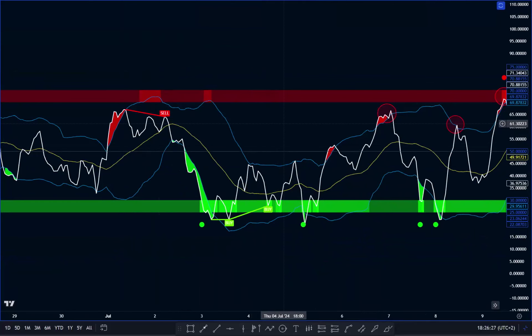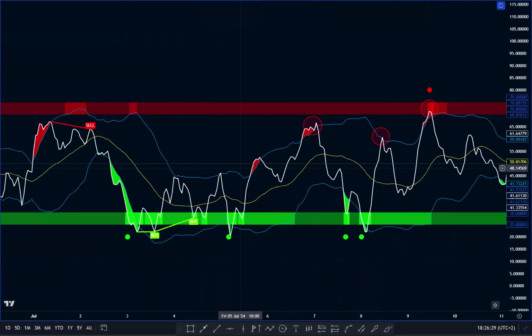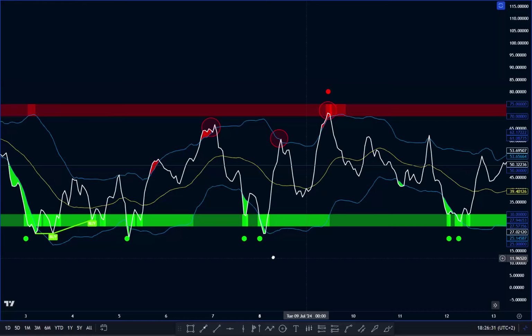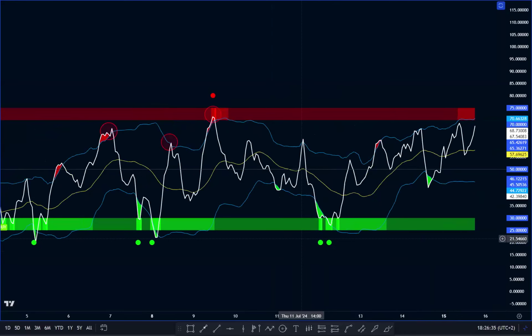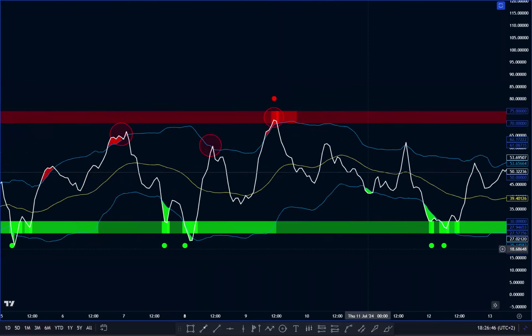They're all valid. But to keep things simple, you don't have to have it all on, especially because it can create confusion. Like, oh, but the money flow is not showing a divergence, but it's showing a divergence here. Which one is right? But the main entries are around where the price hits the Bollinger Band.